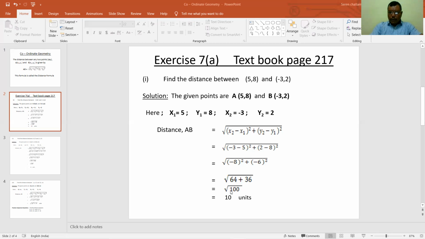It is equal to square root of, now 64 plus 36, it gives us 100. So in the next step, we find the square root of 100, we get 10 units. So therefore, the distance between the given points 5, 8 and minus 3, 2 is 10 units.